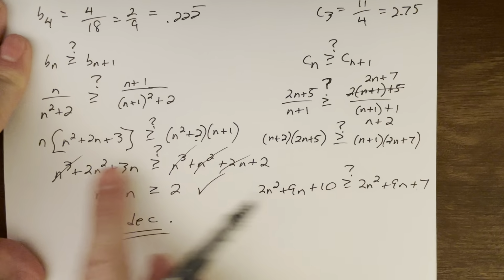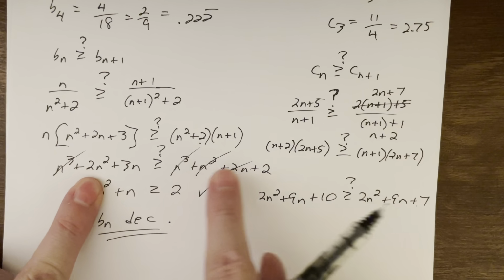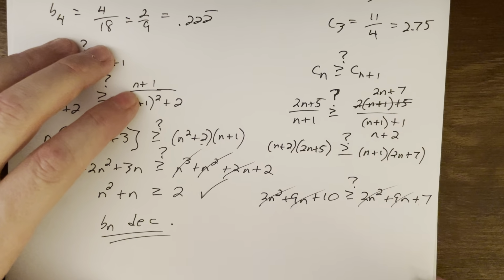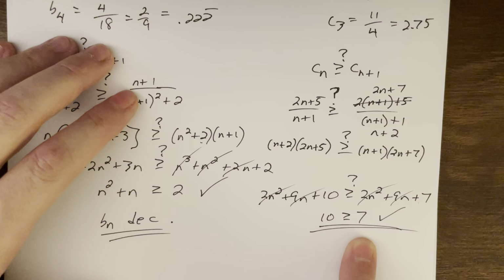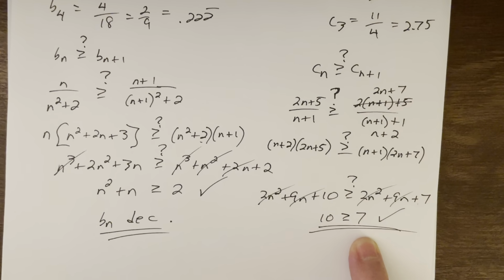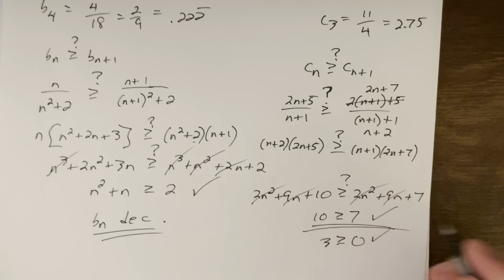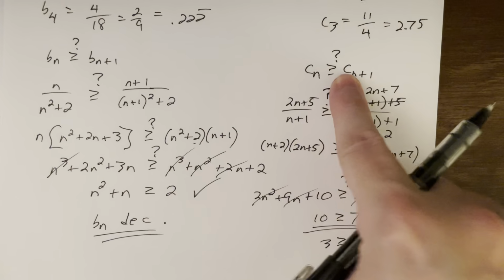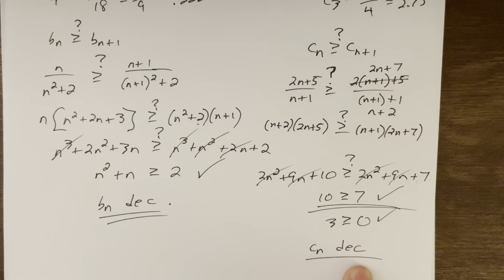You want to take it a little further. Unlike this one, where it's like, hey, we group some things together. These canceled, but this I just subtracted to combine. This I subtracted to combine. Once again, we're back in a good place where a lot of stuff cancels. And yes, you can conclude very safely, this doesn't even have n anymore. 10 is bigger than 7. I mean, take it a step further, subtract 7, and 3 is greater than 0. Either way, these are absolutely irrefutable statements. So all the inequalities were correct, and C sub n is, again, decreasing.